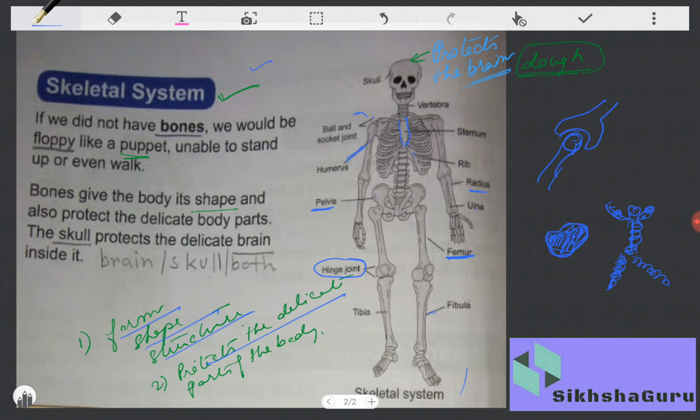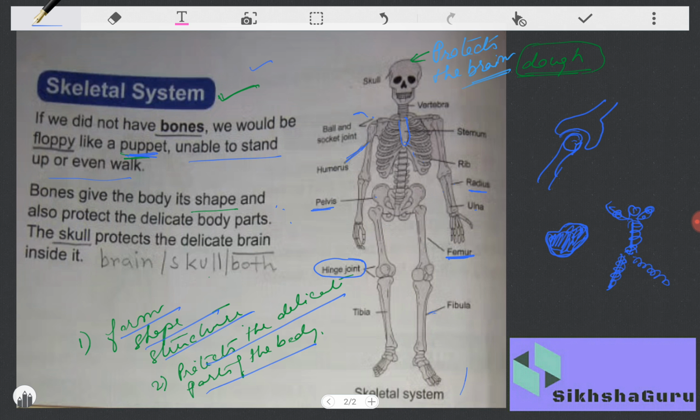It protects the delicate parts of the body. The puppet means what we call putul in Bengali. We will be unable to stand or even walk without these bones. So bones give the body its shape. I repeat once again, it protects the delicate parts of the body.